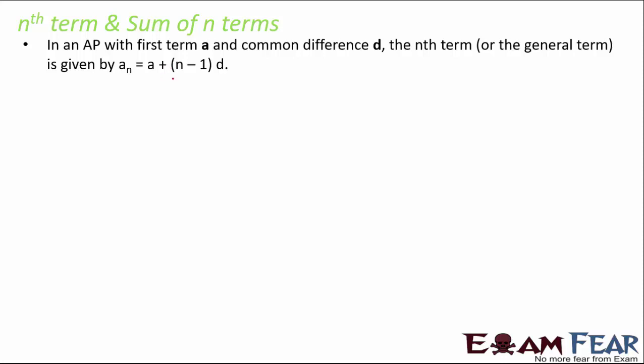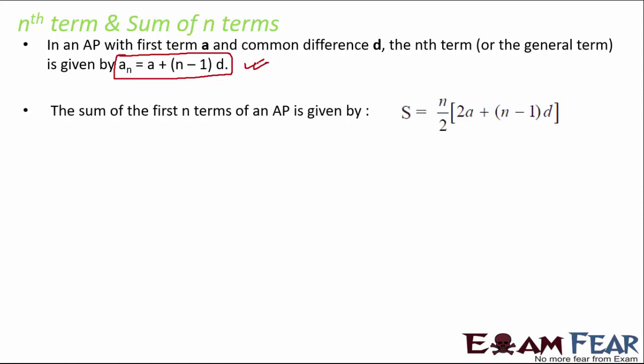In any AP, the nth term is given by this formula, which is a plus (n minus 1) into d. Now, please understand that this is a quick recap video and therefore I am not going to talk about the derivations or the detailed calculations. So it's a very quick recap. This is how you calculate the nth term of an AP. And the sum of the first n terms is given by n by 2 into (2a plus (n minus 1) into d), where a is the first term, d is the common difference, and n is the number of terms that we are talking about.